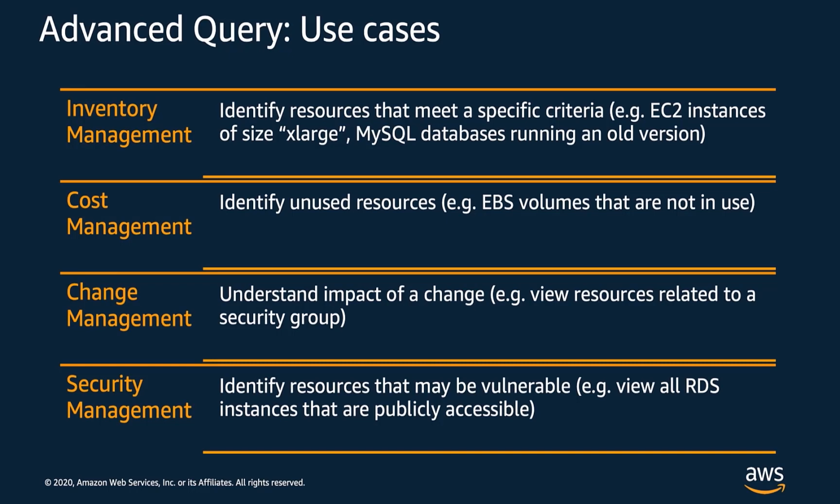For example, you can search for EBS volumes that aren't attached to any EC2 instances. You can use it for change management to understand the impact of a change by looking at the resource relationships. And you can use it for security management by searching for resources that are publicly accessible.